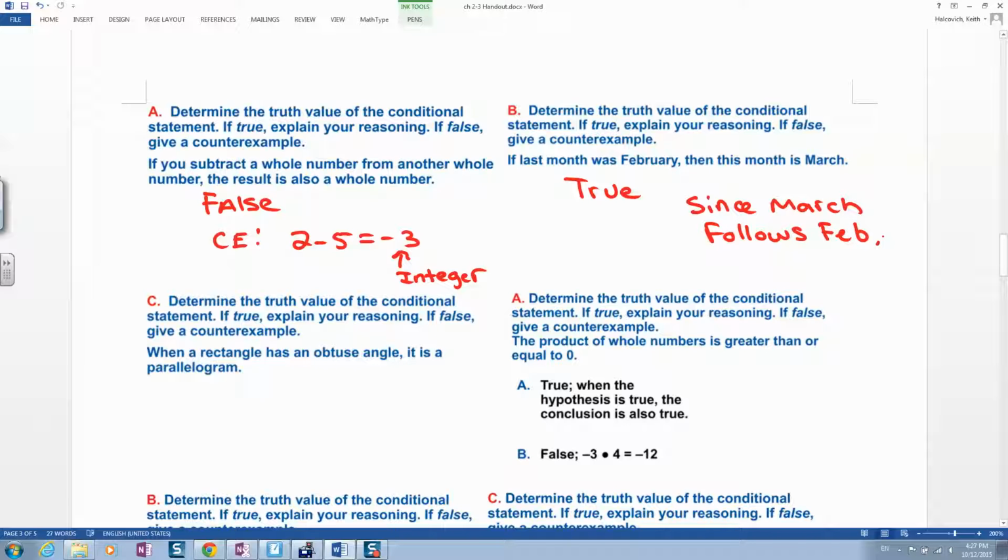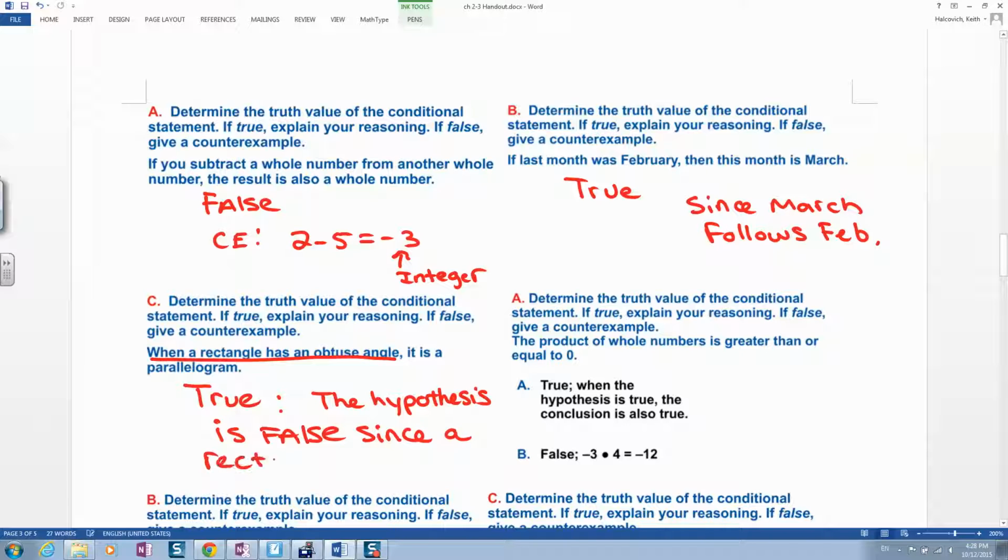The next one: when a rectangle has an obtuse angle, it is a parallelogram. That is true, because notice the hypothesis is false. Whenever the hypothesis is false, it is always true. The hypothesis itself is false, since a rectangle will never have an obtuse angle.